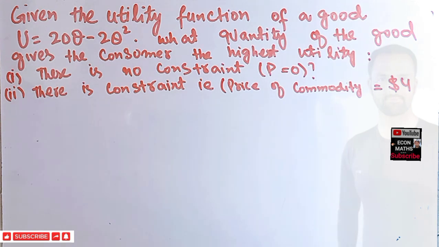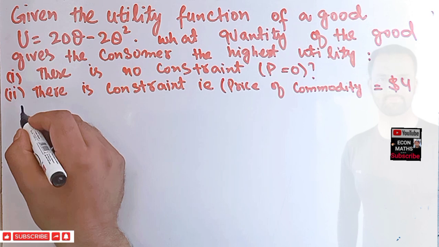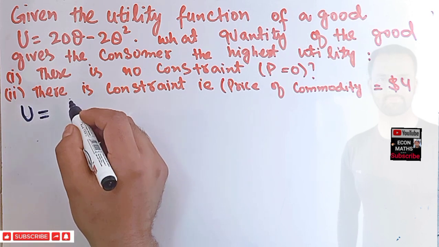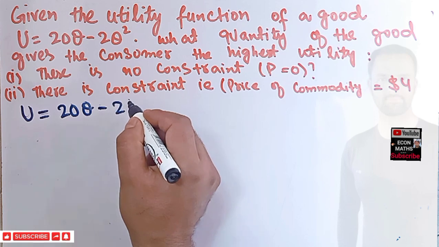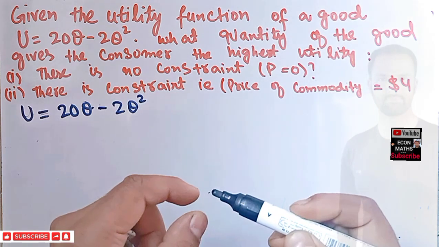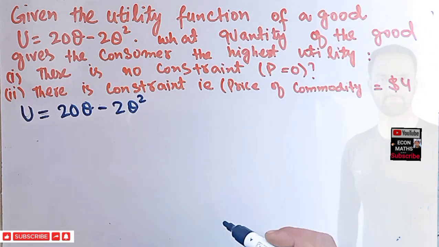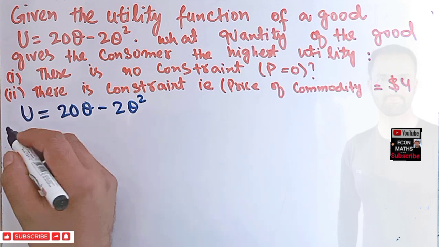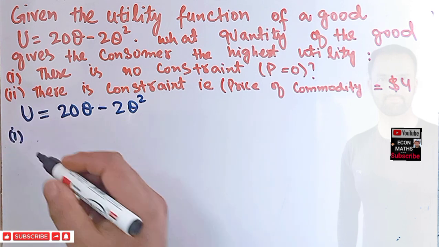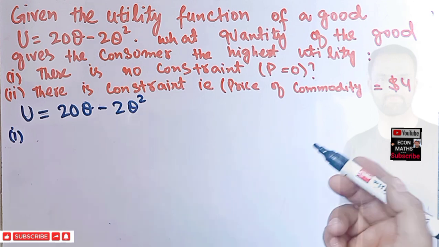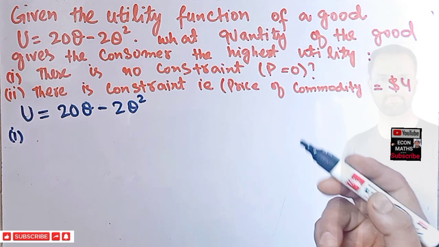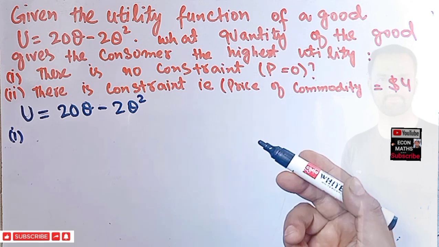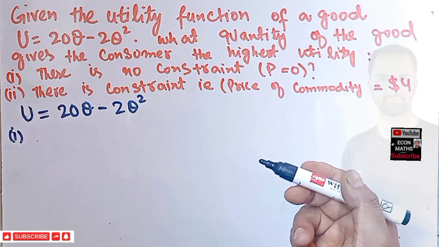Okay, so what is the condition for first? We will see what is given. We are given the utility function is equal to 20q minus 2q square. This is our utility function. Okay, now for first part, we know that consumer will be at equilibrium when the marginal utility of the commodity is equal to price of the commodity.